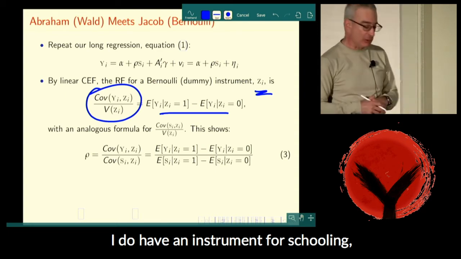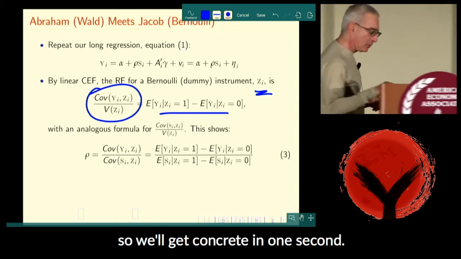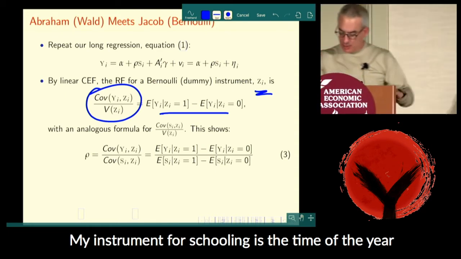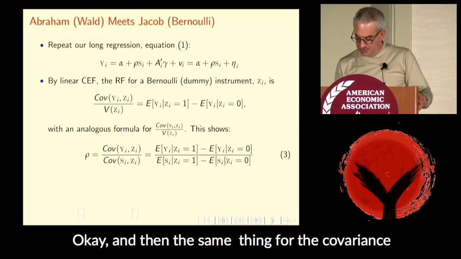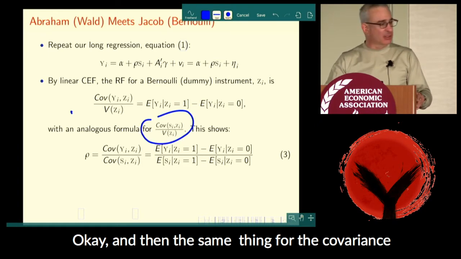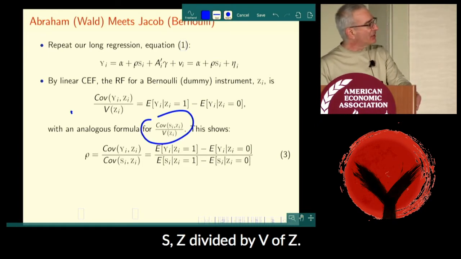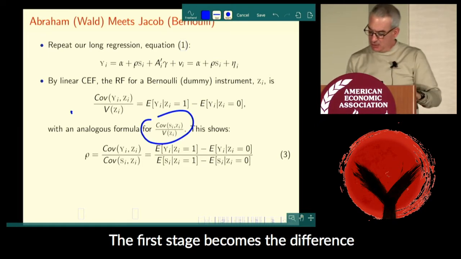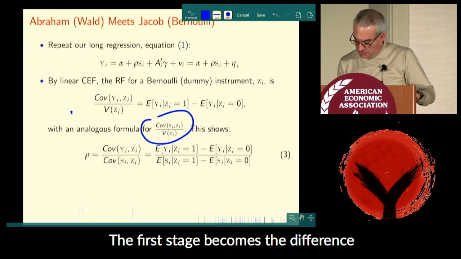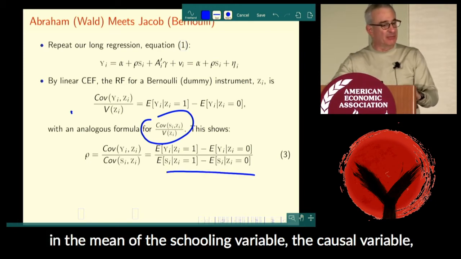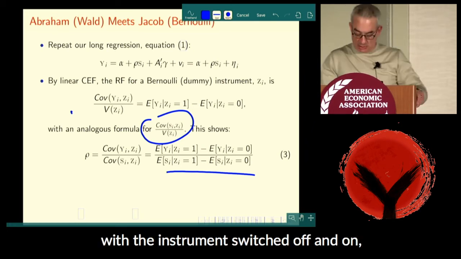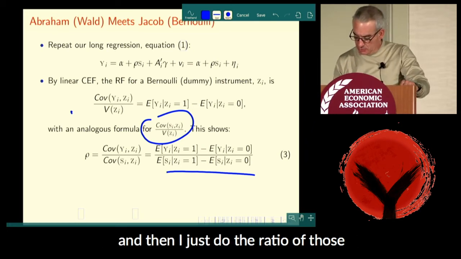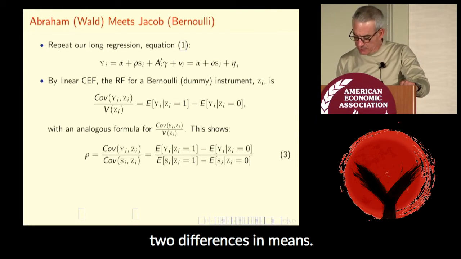I do have an instrument for schooling, so we'll get concrete in 1 second. My instrument for schooling is the time of the year that you were born, okay? And then the same thing for the covariance SZ divided by V of Z, so that's the first stage. The first stage becomes the difference in the mean of the schooling variable, the causal variable, with the instrument switched off and on. And then I just do the ratio of those two differences in means.